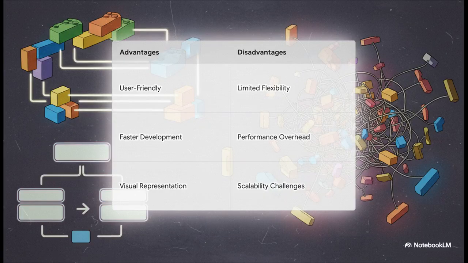Now, it's super important to know that it's not a magic wand for every single problem. The upsides are obvious. It's easy to get into, it's way faster for getting ideas up and running. But there's a trade-off. For gigantic, super complex systems, like say the entire backend of Google, you might start to bump up against limits in flexibility or raw performance that you wouldn't have with traditional code.